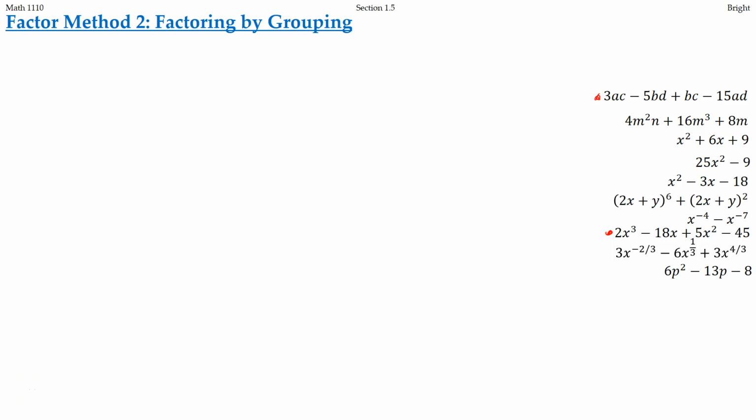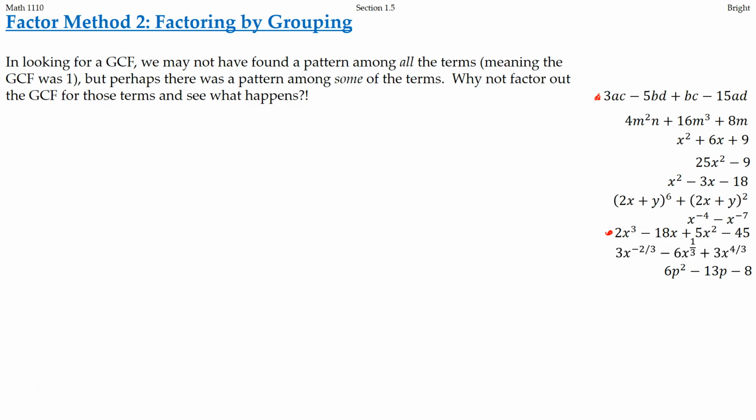In the last video, we saw how to factor by GCF, so looking at all the terms and seeing if there was a pattern among all the terms, but now that's not always going to be the case. We might see a pattern among some of the terms, but not all of them, so maybe if we look at the terms and group them in a certain way, we can see something a little bit differently. So when we see a pattern among some of the terms, what we're going to try to do is factor out the common factors in those terms and see what we're left with, and this is called factoring by grouping.